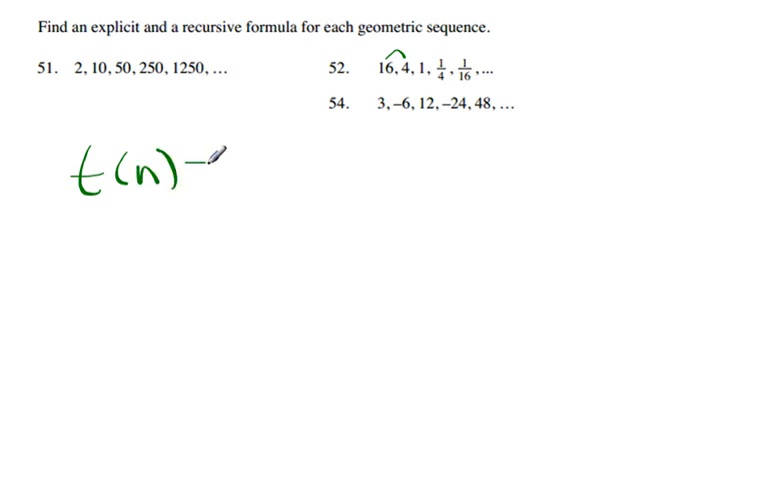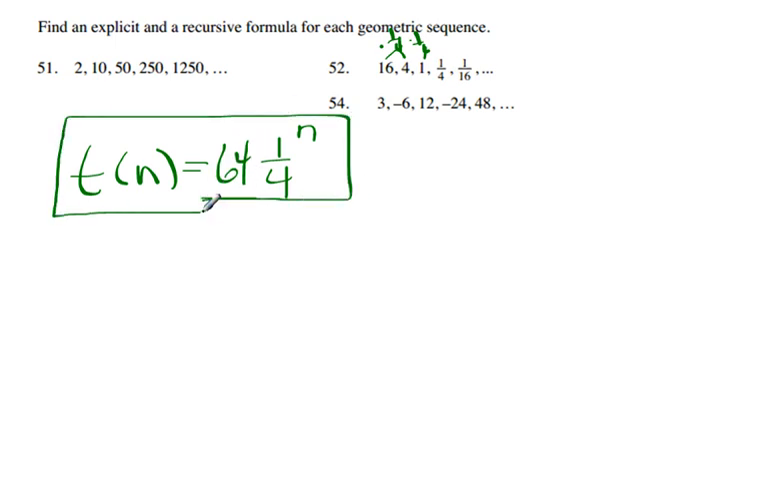T of n equals the multiplier here. I'm going times 1/4. You could do divide by 4, it's the same thing, but we're always going to write these times. So multiply times 1/4, and it keeps repeating 1/4, 1/4, 1/4. That's why we put the power of n there. And then the 0th term is actually 64. So there's my explicit format.